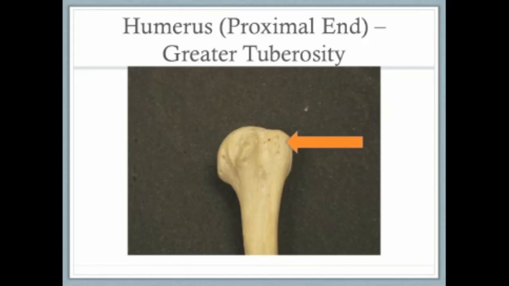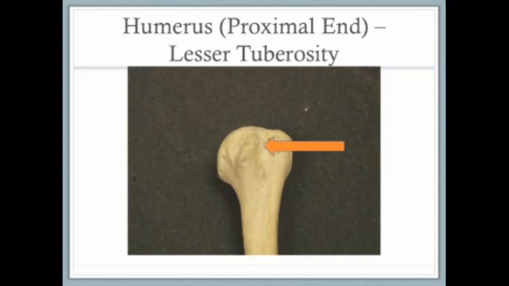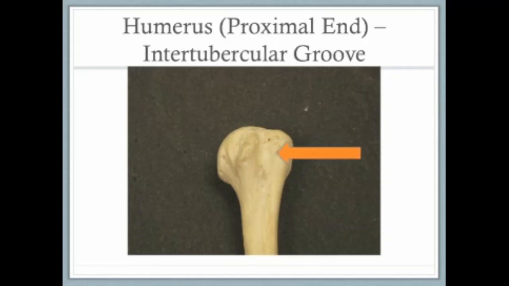The greater tuberosity is on the lateral side of the humerus and is an insertion site for many of the rotator cuff muscles. The lesser tuberosity is more medial and is the insertion site for the subscapularis muscle. In between the two tuberosities, you have the intertubercular groove.